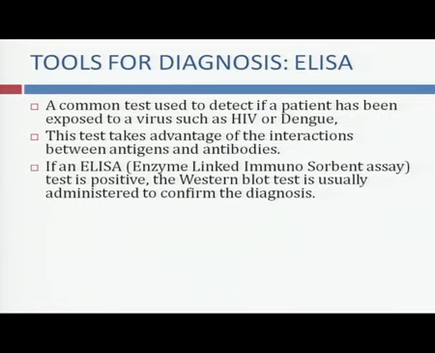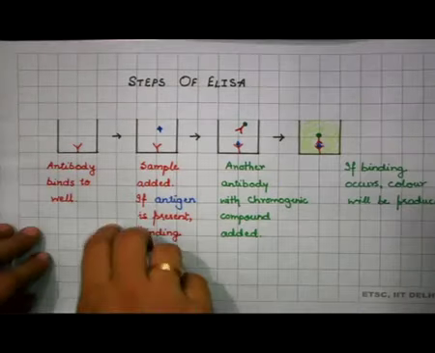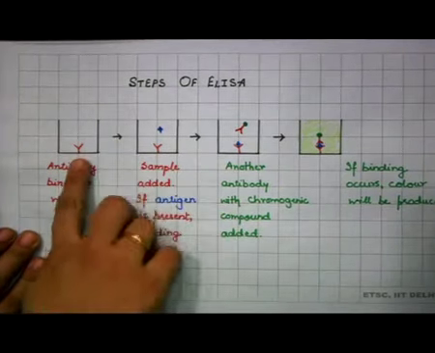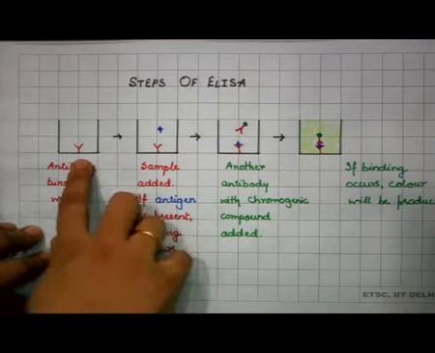Let us see how ELISA helps to detect the HIV infection. What is done? Wells are made and in these wells antibodies are made to bind.